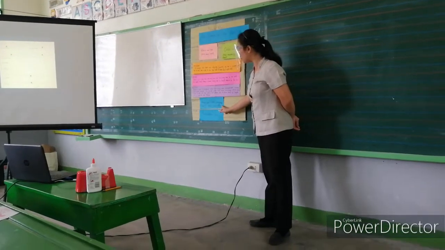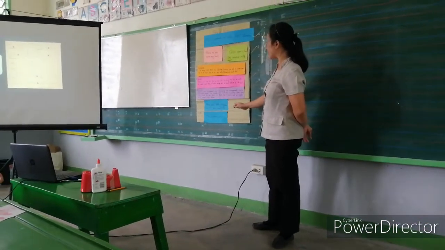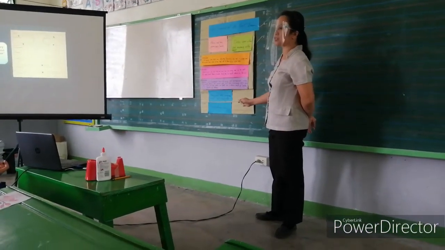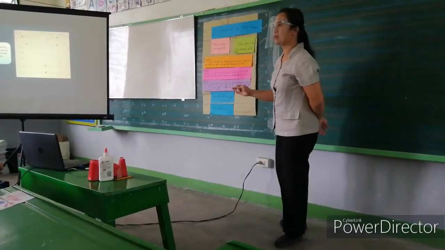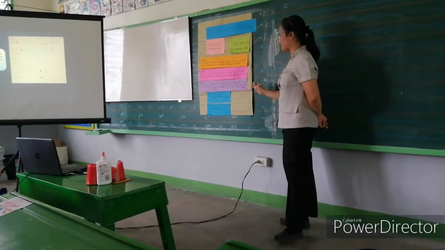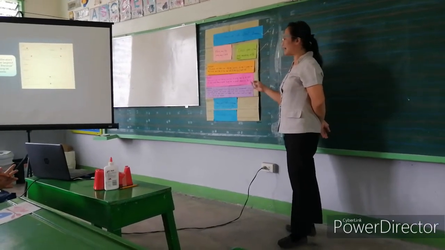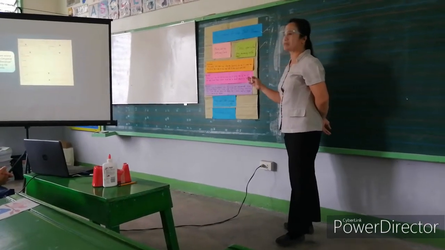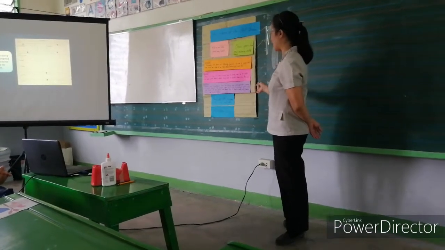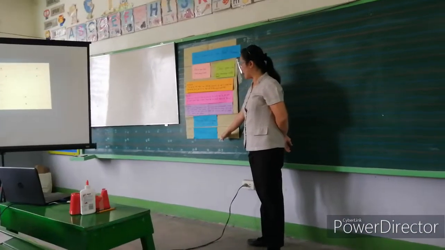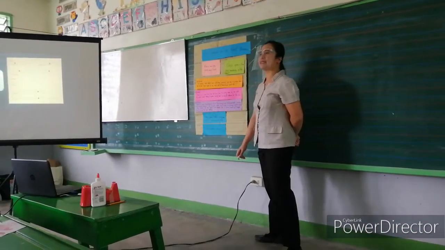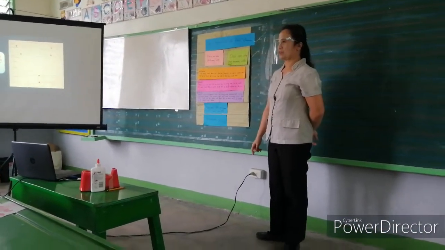And the conflict was: Maria and the young man cannot marry each other. Why do you think they cannot marry each other? Because the young man is an Anito and an Anito cannot marry a human being. So that was the conflict. And our theme is forbidden love.